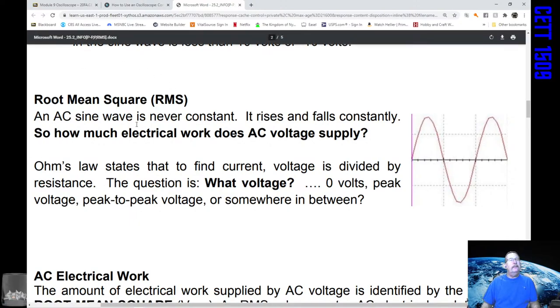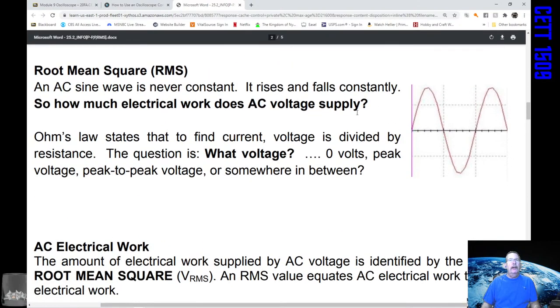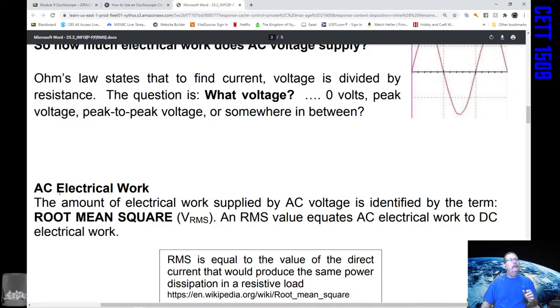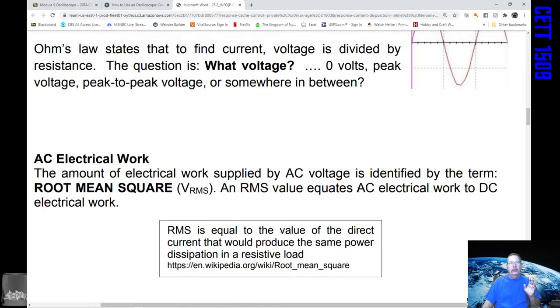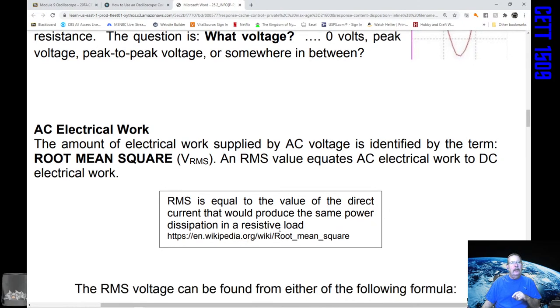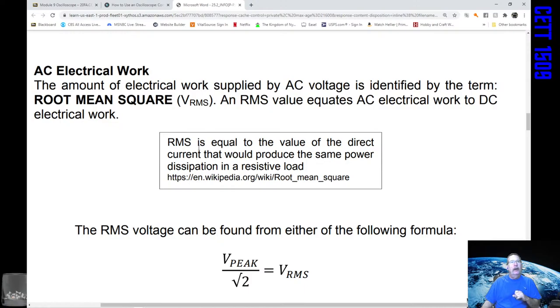So going back to RMS, we would use some other value, right? The amount of electrical work supplied by an AC voltage is identified by the term root mean square, or RMS, or voltage RMS. And RMS voltage equates AC electrical work to DC work. So here's a nice little tag: RMS is equal to the value of the direct current that would produce the same power.